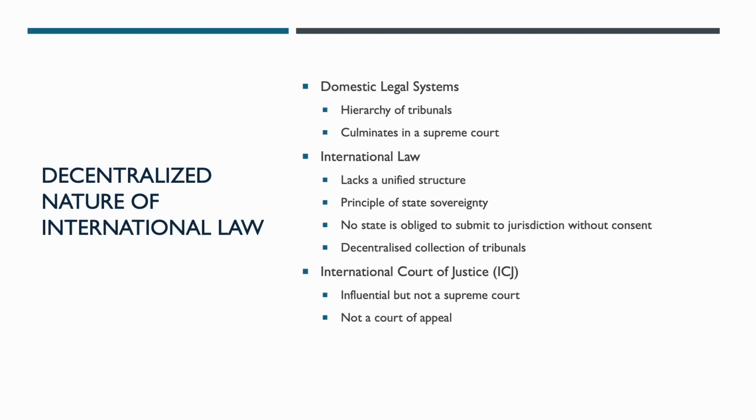In contrast to domestic legal systems, which have a hierarchy of tribunals culminating in a Supreme Court, international law lacks such a unified structure. The principle of state sovereignty means that no state is obliged to submit to the jurisdictions of an international tribunal without its explicit consent. Consequently, the international legal system is characterized by a decentralized collection of tribunals rather than an orderly hierarchy. The International Court of Justice, the ICJ, while influential, is not a Supreme Court or Court of Appeal.